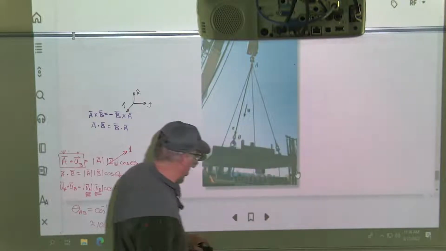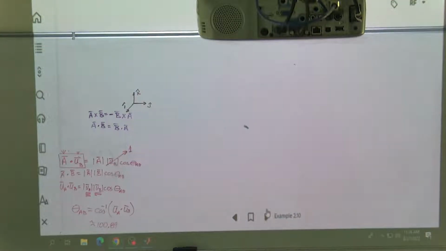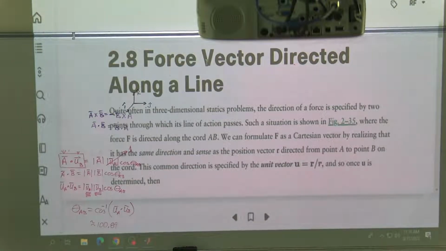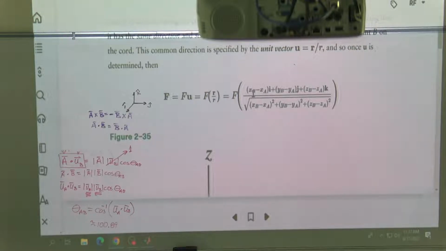And then let's see, I'm going to jump by hitting that arrow. I think that's a bookmark. Yeah. But force vector directed along a line. Nothing fancy, just like what I said.